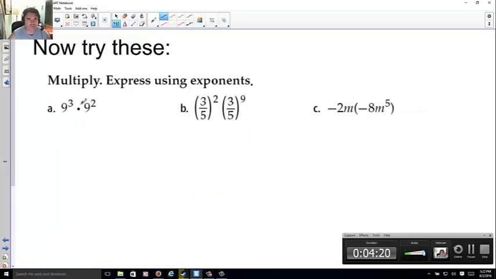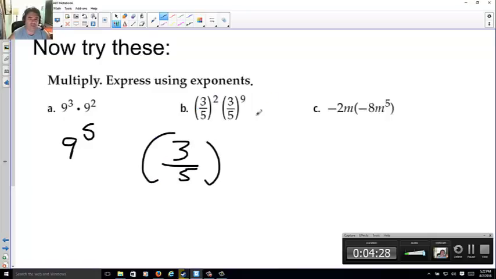Now, what we're going to do is we'll just take 9 to the 5th, because there's 5 9s total. Even though it's a fraction, so what? 2 and 9 make 11. Here, negative 2 times negative 8 makes positive 16. You don't have to put a positive. I just did it for your benefit. And m to the first and m to the fifth makes m to the sixth.